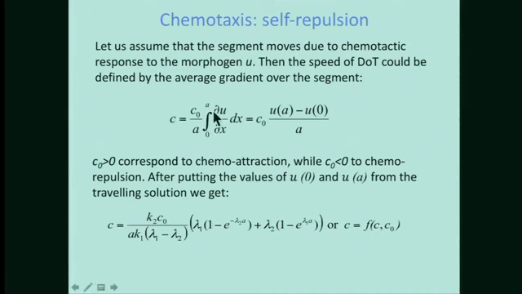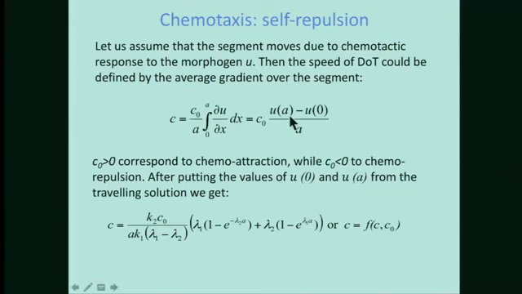Anyway, if U is the chemotactic agent, then we can say that the speed of motion is proportional to the average gradient over this segment. This is the strength of the chemotactic reaction, C naught. Let's take this assumption. It's an assumption made in many models. It started from the Keller-Segel model.